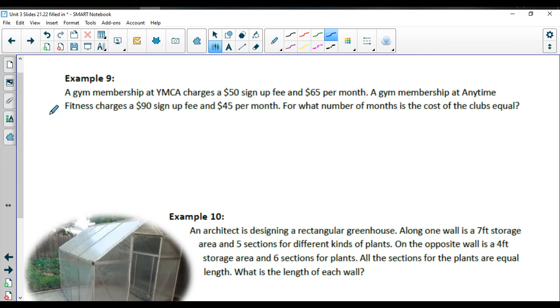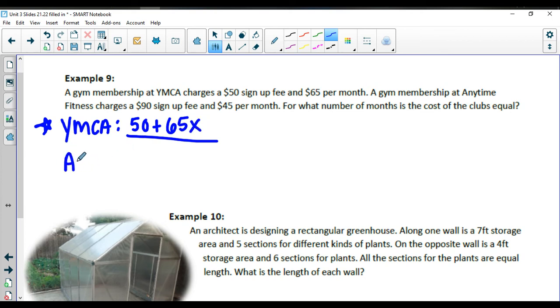Example number 9, a gym membership at YMCA charges a $50 sign-up fee and $65 per month. What is your expression to represent the YMCA membership? So $50 sign-up fee and $65 per month, that gets the x. There's a gym membership at Anytime Fitness. We're just going to call this Anytime. And it's a $90 sign-up fee and $45 per month. Go ahead, type in what would your expression be for Anytime Fitness. So they're a $90 sign-up fee and $45 per month x. So for what number of months is the cost of the clubs equal to each other?